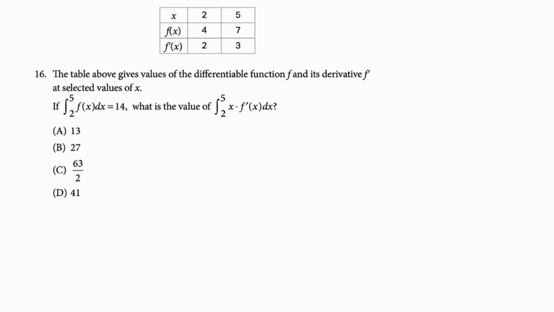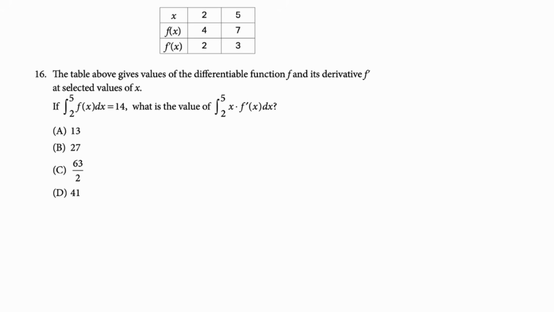Number 16, the table above gives values of the differentiable function f and its derivative f prime at selected values of x. Also, the integral from 2 to 5 of f of x dx is 14. What is the value of the integral from 2 to 5 of x times f prime of x dx? This to me looks exactly like integration by parts.